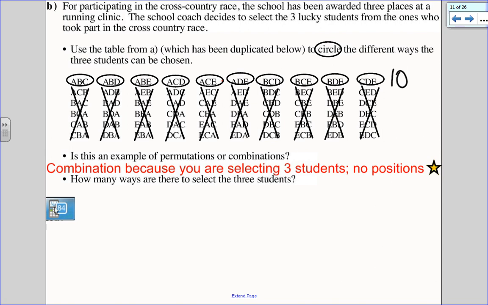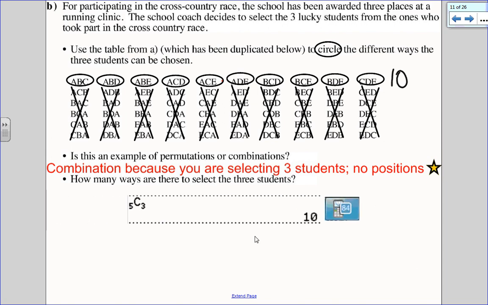So because it is a combination, we can use that combination button on our calculator. So we can say that the combination of 5 students taken 3 at a time is in fact 10. So you can see them all listed out, and here's how you would do that on your calculator.